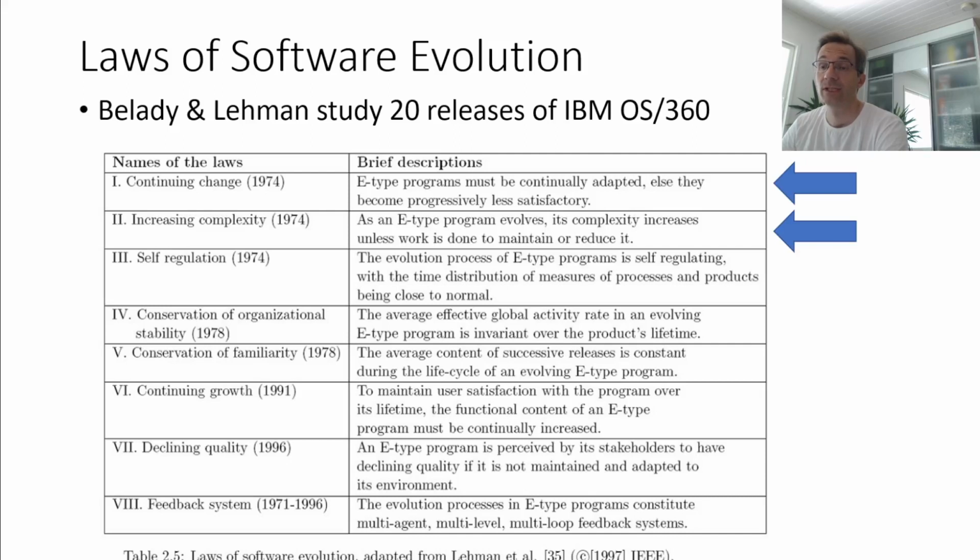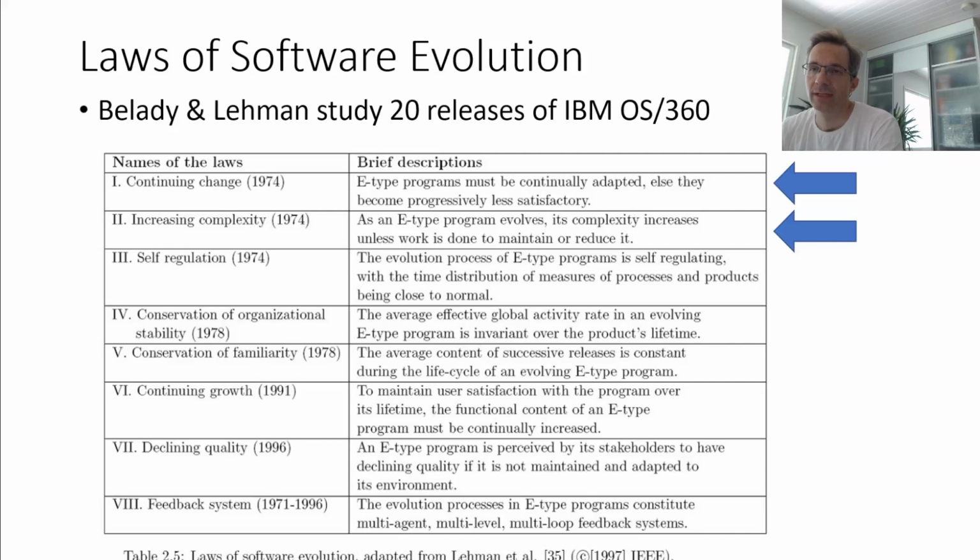There are several of these laws, as you can see on the slides, while the first two are the most important. So the first one is the law of continuing change, which states that E-type programs must be continually adapted, else they become progressively less satisfactory. And the second, the law of increasing complexity, states that as an E-type program evolves, its complexity increases unless work is done to maintain or reduce it.